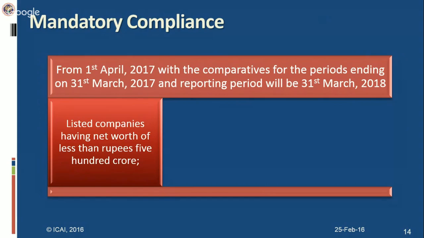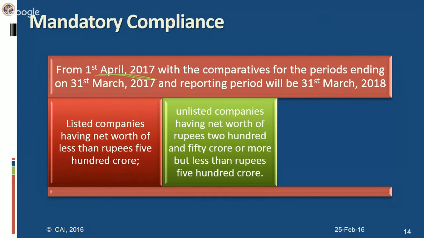Now come to 1st April 2017. From 1st April 2017, all the listed companies, even if your net worth is less than rupees 500 crore, are required to mandatorily comply with Ind AS. And what about unlisted companies? Unlisted companies having net worth of rupees 250 crore or more, but less than 500. So the threshold limit is increasing. After 1 year, the threshold limit is increasing.